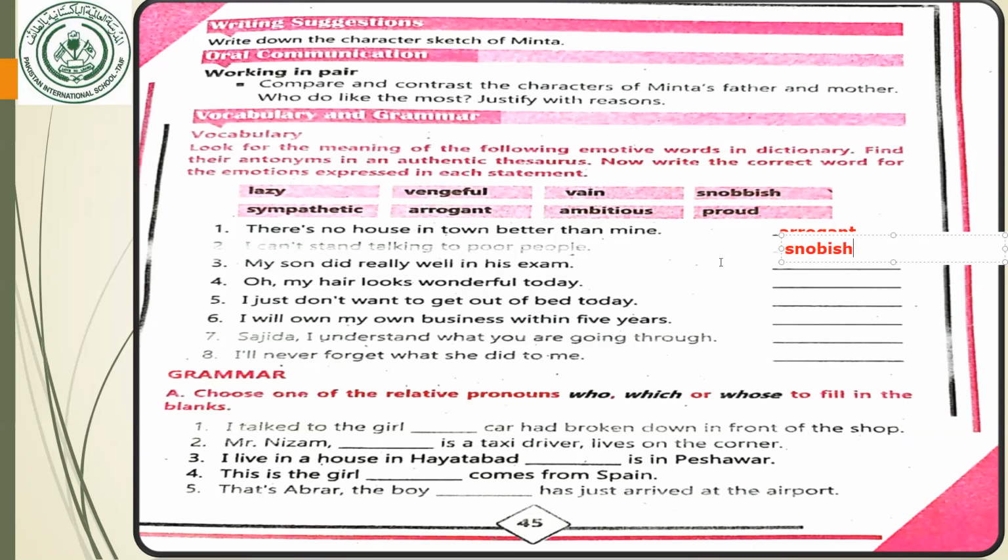And then we have, dear students, number 3, my son did really well in his exam. So this is proud. The father is going to be proud. And number 4, oh, my hair looks wonderful today. So this is vain. And then we have, I just don't want to get out of bed today. This is a kind of lazy.